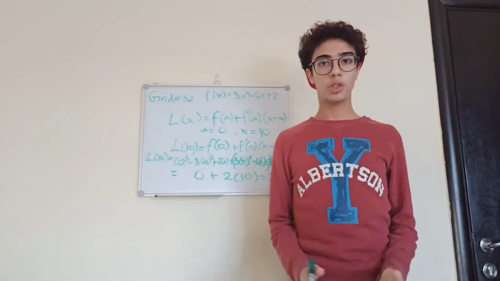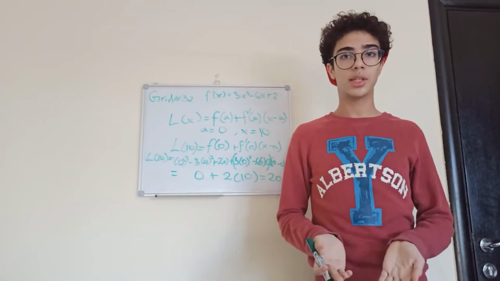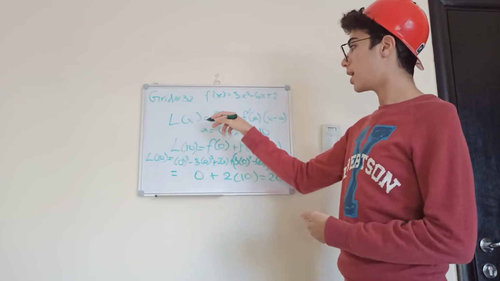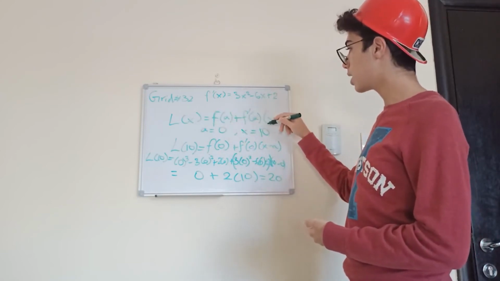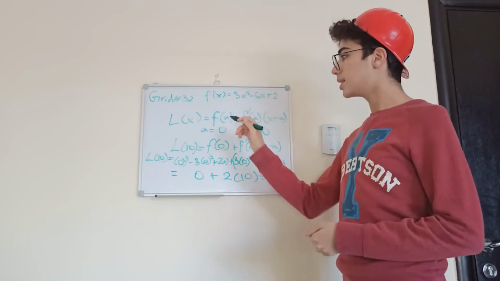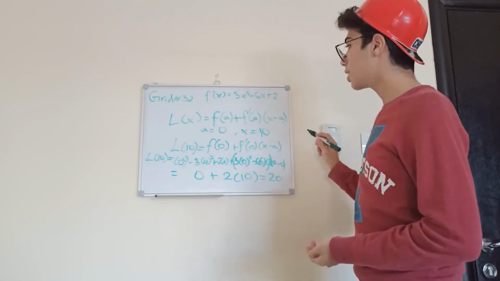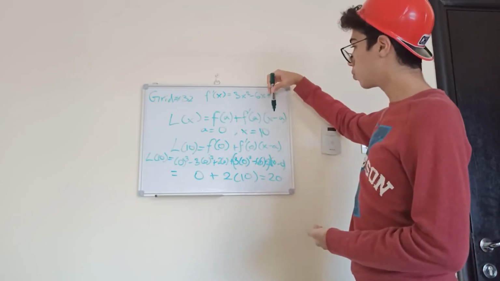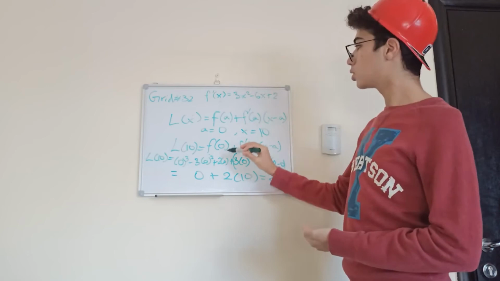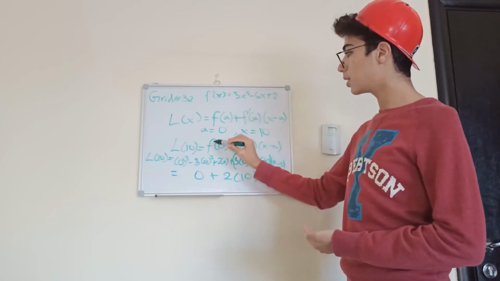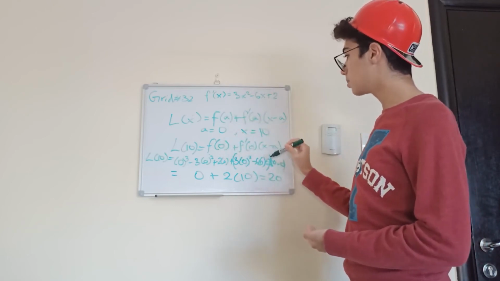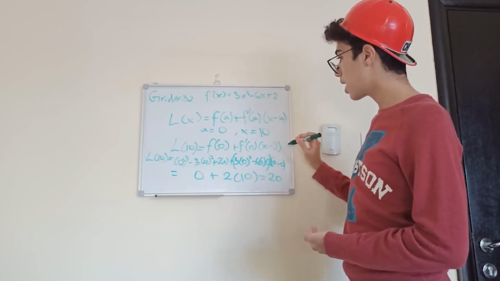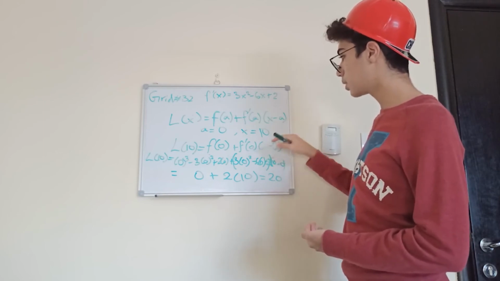Now grid question 32 is asking about linearization. So linearization has a formula. L of x is equal to f of a plus f prime of a times x minus a. In this case, a is equal to 0. And they're asking you for the linearization at x is equal to 10. So we have to apply the formula. Because a is 0, we have to find f of 0 plus f prime of 0 times x minus a, which is 0. And x is equal to 10.